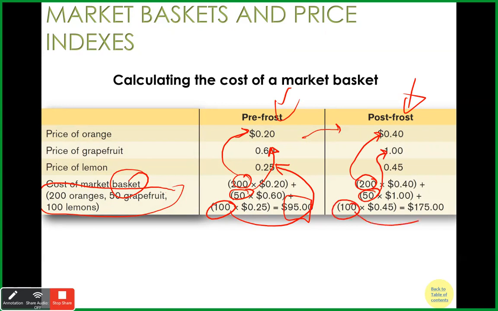Same basket. Okay. So now we have two numbers, 95 versus 175. Now we convert these two numbers to give you a sense of inflation or price change. These two numbers give us a quantitative measure of the price change. Okay, so that's how we measure.